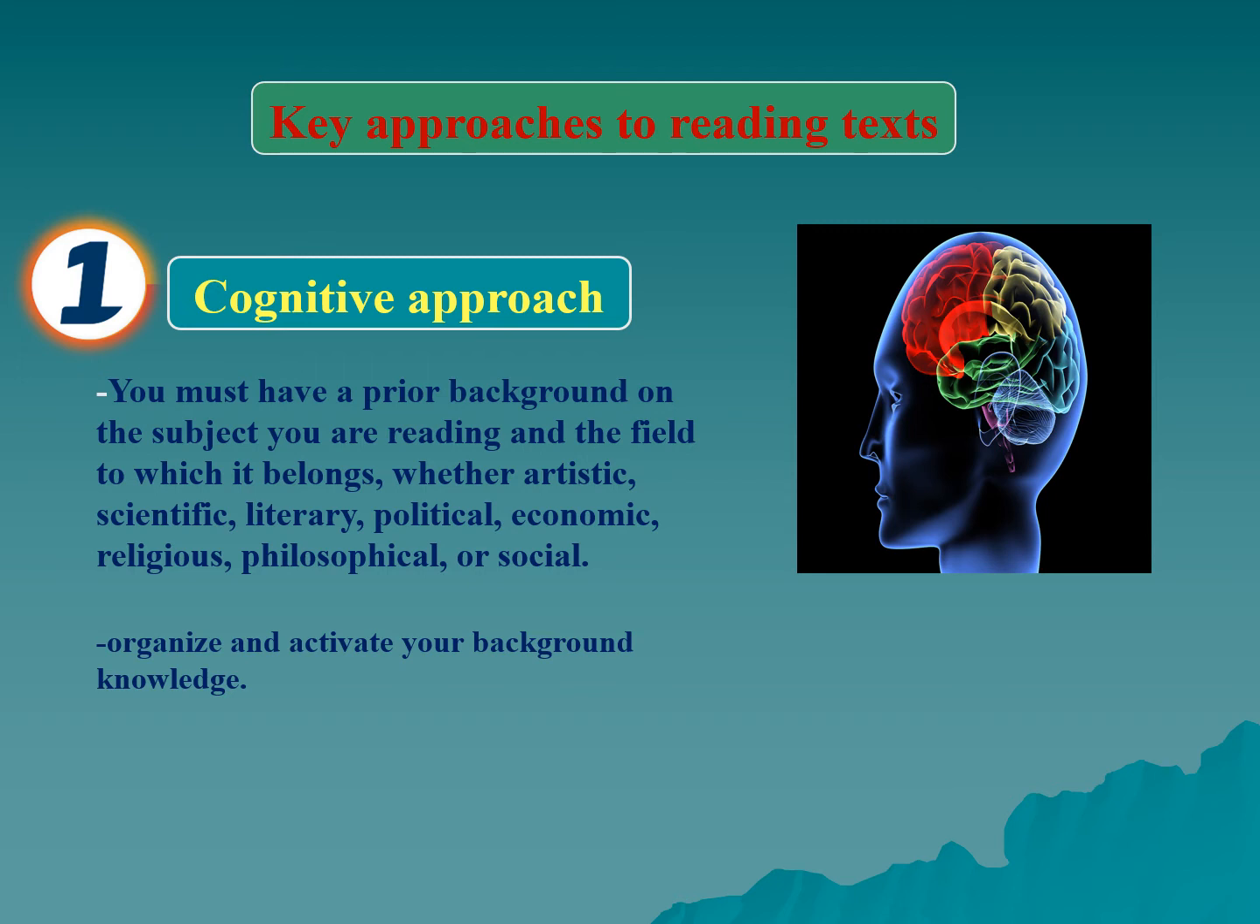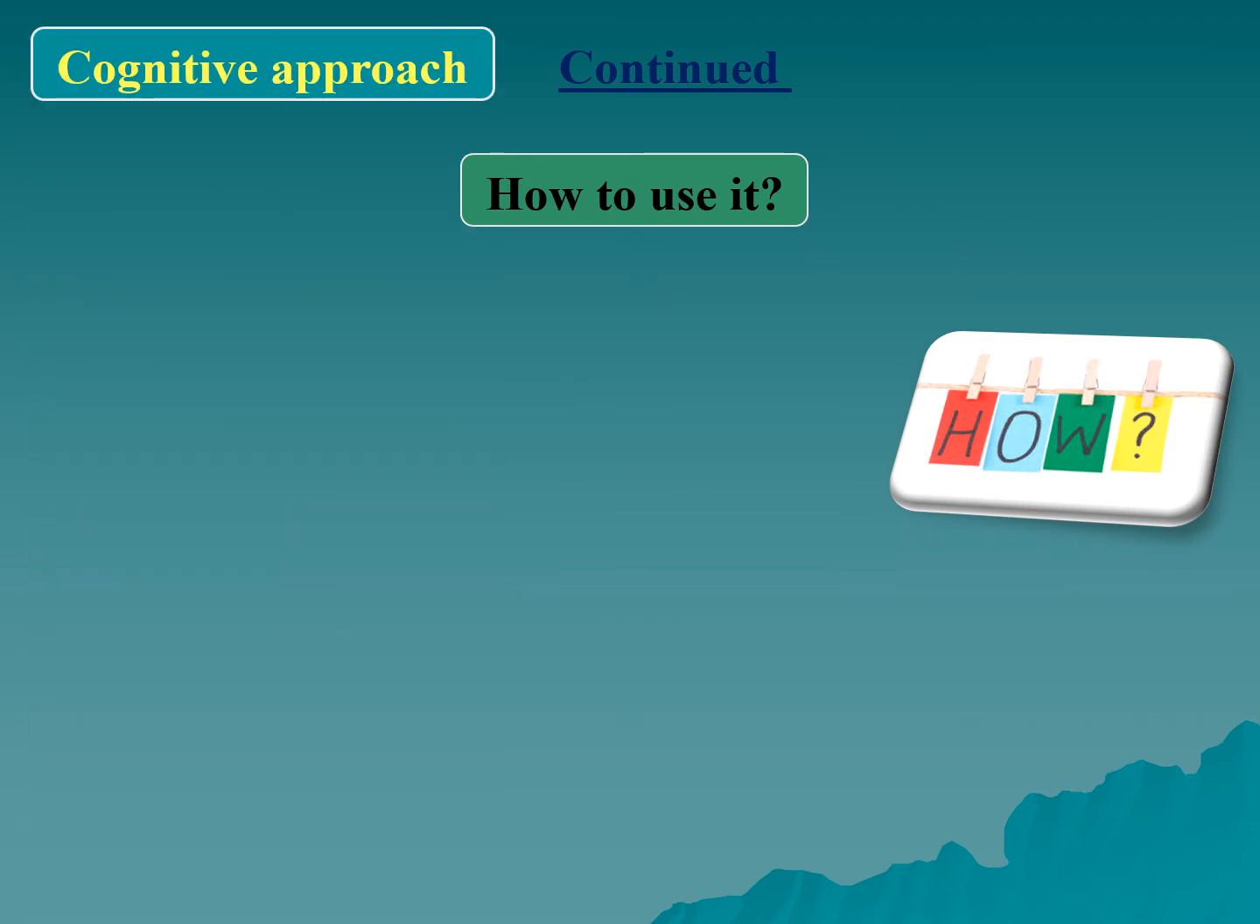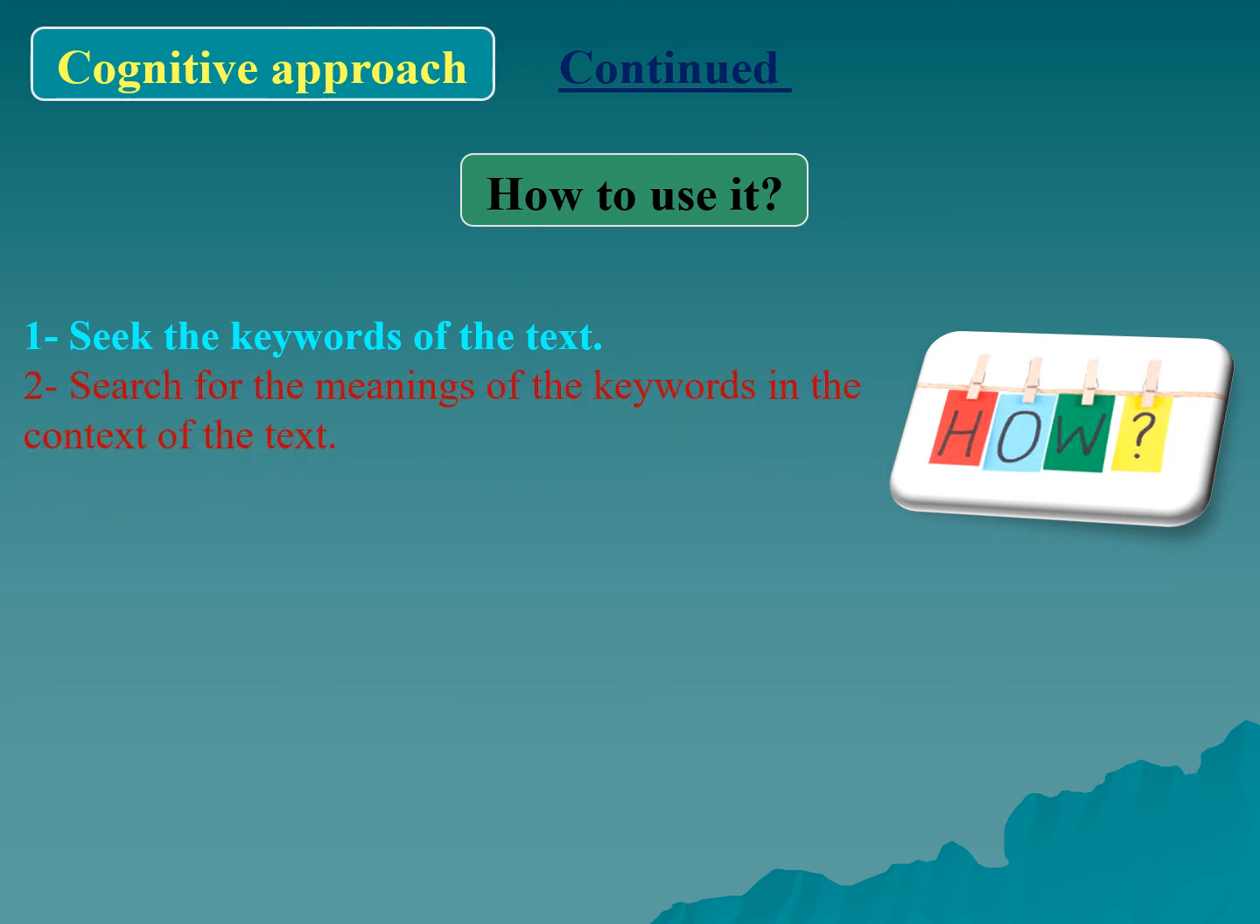So this is the idea or the philosophy of the cognitive approach. So how do we use the cognitive approach? First of all, you have given or previous information about your topic, so you need to increase this previous knowledge or background about your topic or the domain that it belongs to. So first, seek the keywords of the text. Key means important here. You should search for the meanings or definitions of the keywords according to the context of the text, the environment of the text, and the historical background of the writer too.